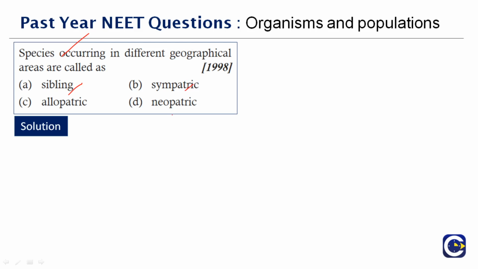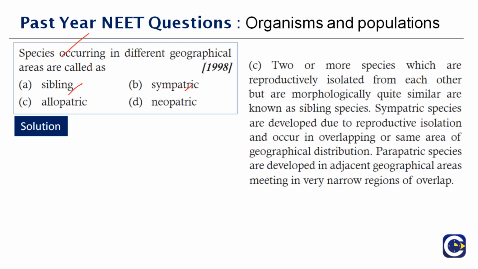Neopatric. What do you mean by neopatric? How can you describe neopatric? The right answer is allopatric, but what do you mean by neopatric? Okay, see, neopatric is a speciation which occurs when a group within a species separates from other members of its species and develops its own unique characteristics. So it's a separation that is seen within the species itself. So that is not the answer. Species occurring in different geographical areas are called allopatric, which is option C.